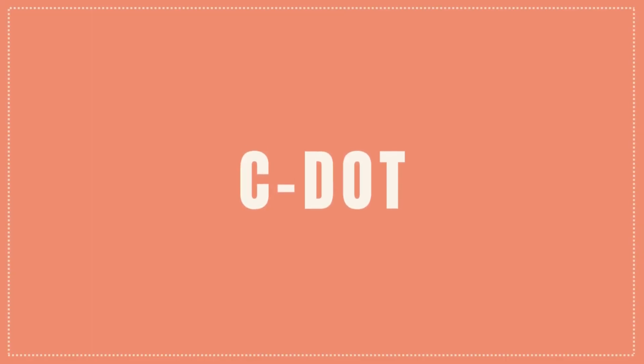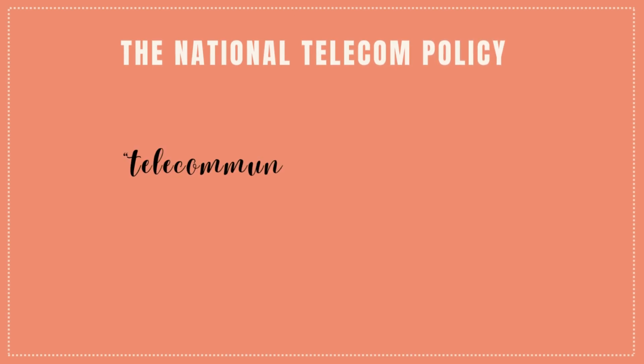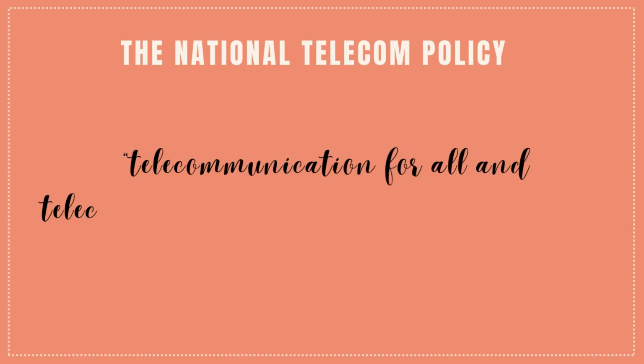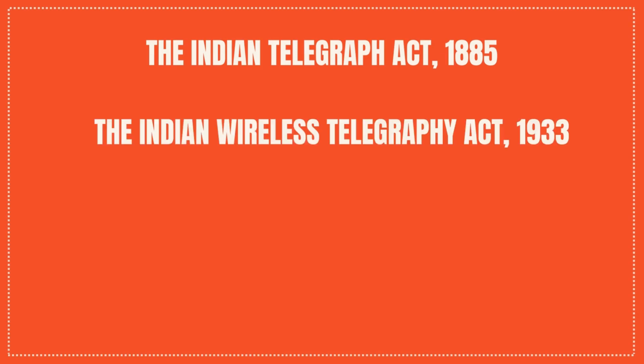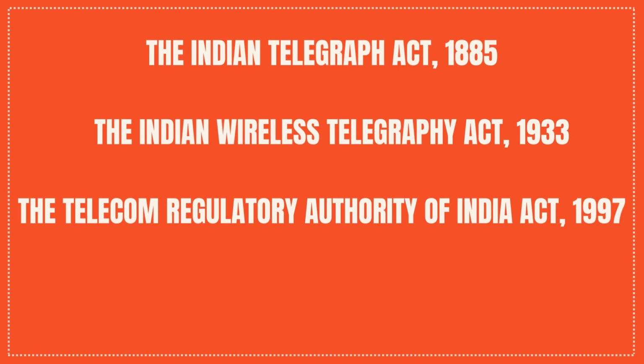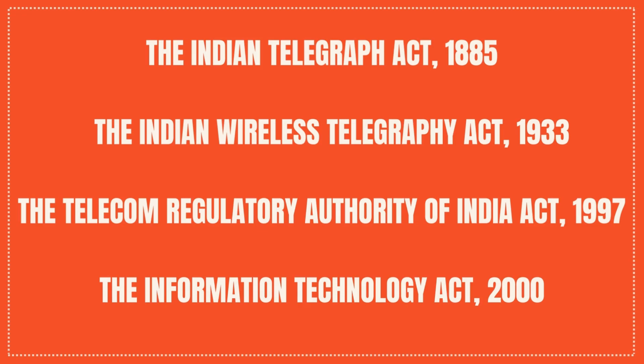The big changes in the telecom industry started with the introduction of electronic exchanges in the 1980s and the setting up of C-DOT. The National Telecom Policy was announced in 1994, emphasizing telecommunication for all and telecommunication within the reach of all. Since then, the various Indian legislations for the telecom industry were constituted of the Indian Telegraph Act of 1885, the Indian Wireless Telegraphy Act of 1933, the Telecom Regulatory Authority of India Act of 1997, and the Information Technology Act of 2000, which is the current and active legislation on telecom laws.